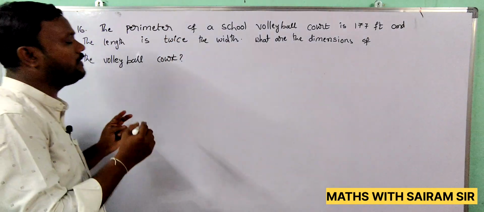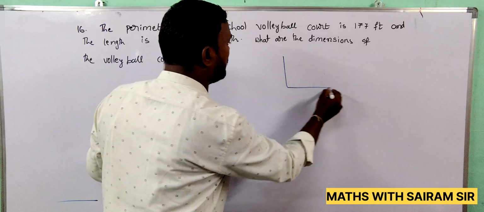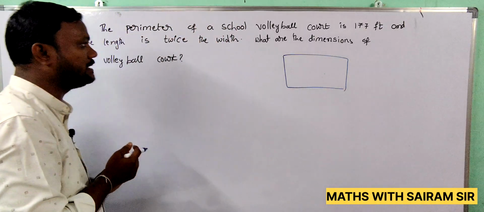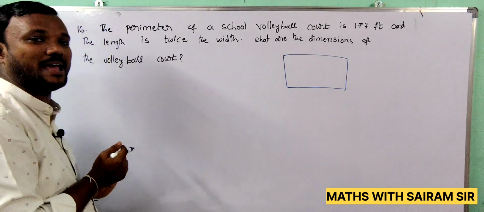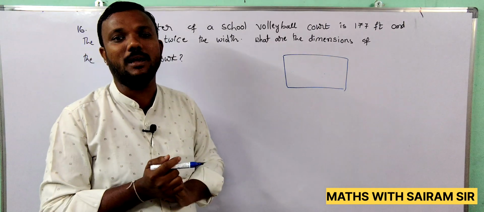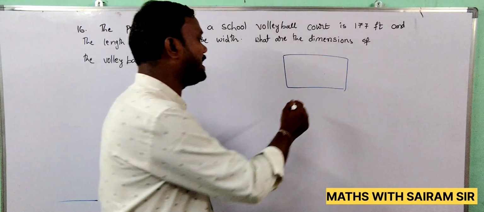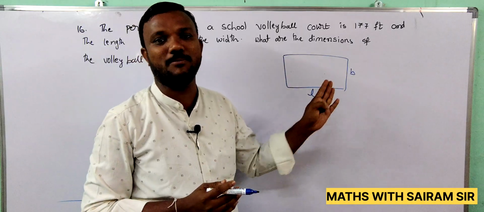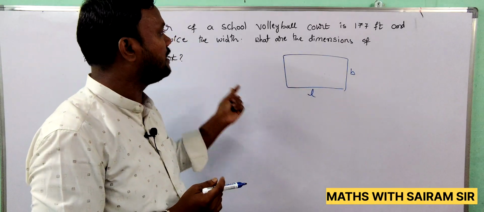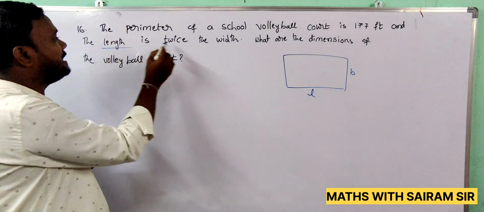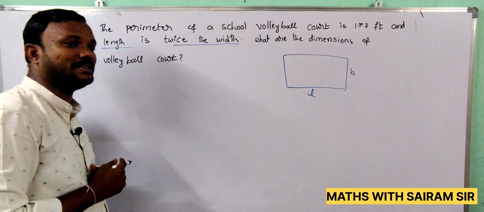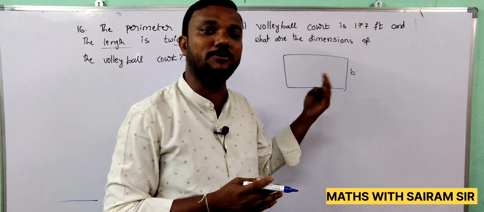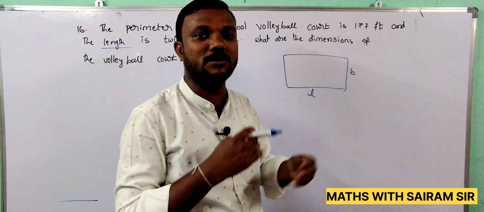Okay, so here we are given the perimeter of the volleyball court of a school, 177 feet, and we are asked to find the dimensions of this volleyball court. They have given the relation between the length and breadth. As this volleyball court is in the shape of a rectangle, and length is twice the width, that means if breadth is 40 feet, then length would be 80 feet, twice that.